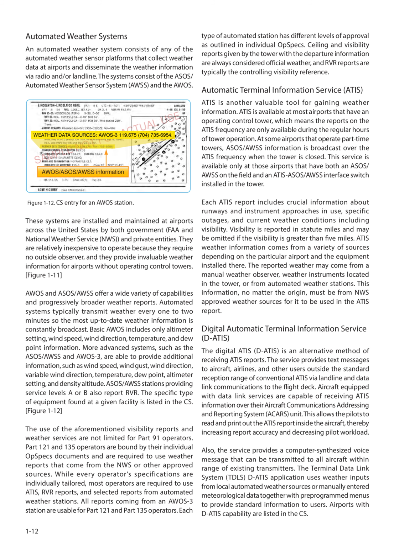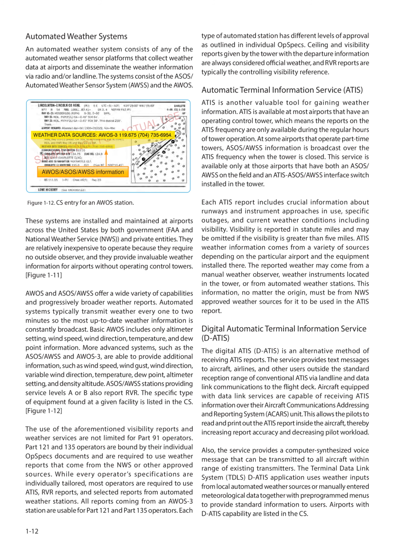While every operator's specifications are individually tailored, most operators are required to use ATIS, RVR reports, and selected reports from automated weather stations. All reports coming from an AWOS-3 station are usable for Part 121 and Part 135 operators. Each type of automated station has different levels of approval as outlined in individual op specs. Ceiling and visibility reports given by the tower with the departure information are always considered official weather, and RVR reports are typically the controlling visibility reference.